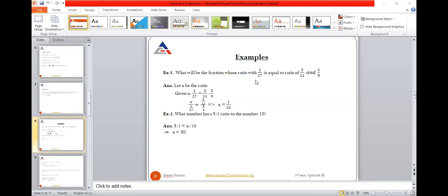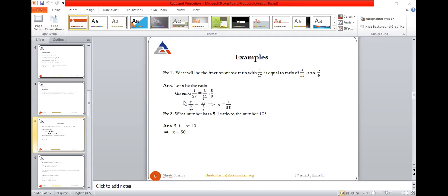We have to find one fractional value whose ratio with 1 upon 27 will be equal to the ratio of two given terms, 3 by 11 and 5 upon 9. So we have to find the ratio for this. Let x be the ratio. Now according to the given condition, x is to 1 upon 27 is equal to 3 upon 11 is to 5 by 9.